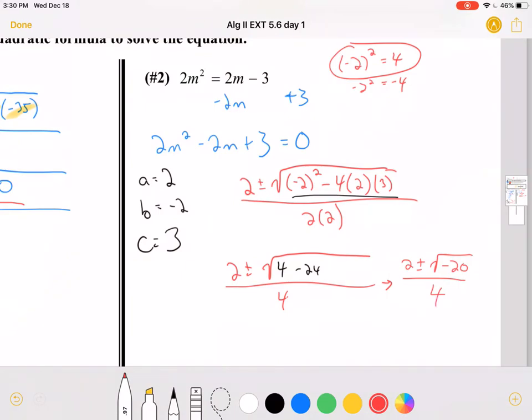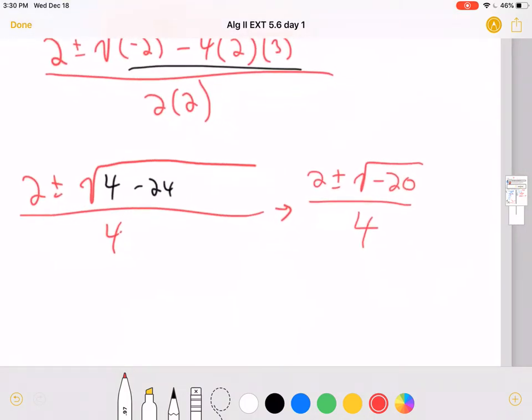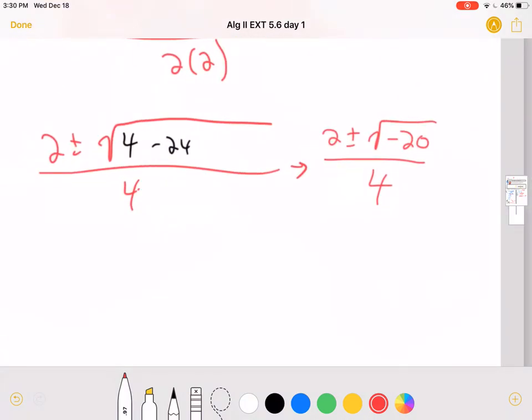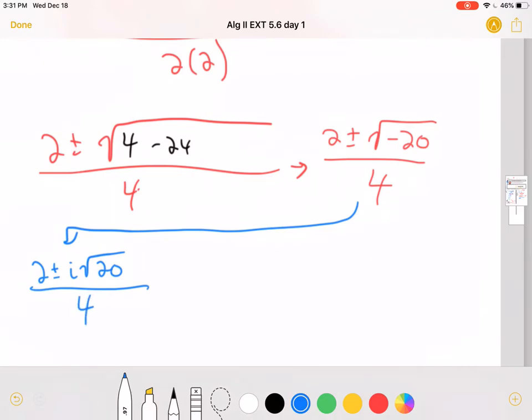Now you might be saying, well, now we have a negative underneath the square root, so now we're finished. That is not correct because, again, we can get rid of that negative underneath the square root. We have that new thing, that imaginary unit i, that we can pull out. So this is now 2 plus or minus i square root of 20 over 4.